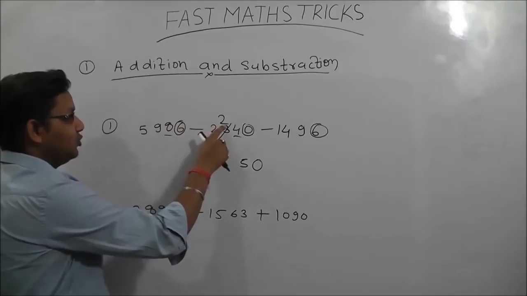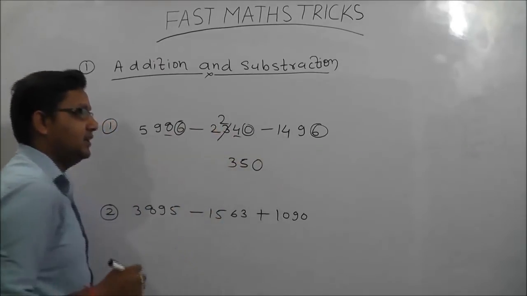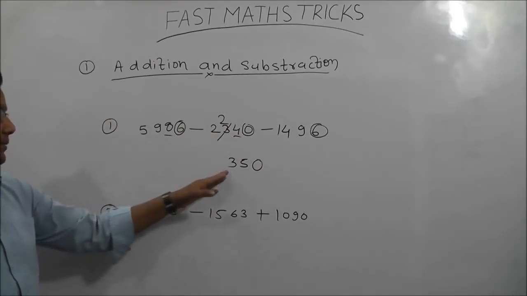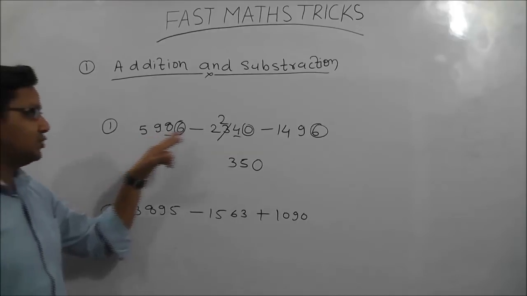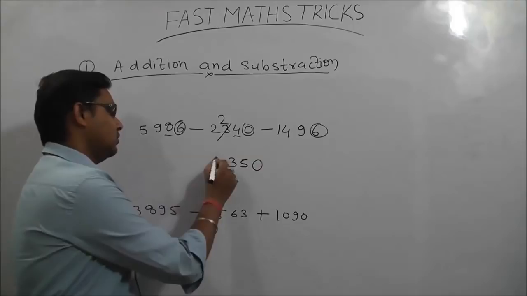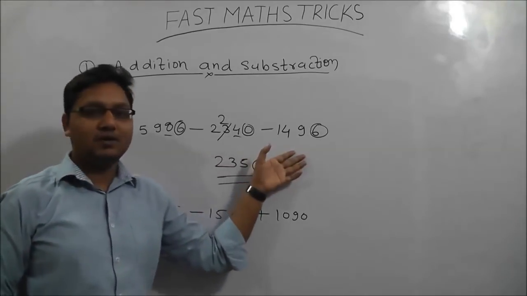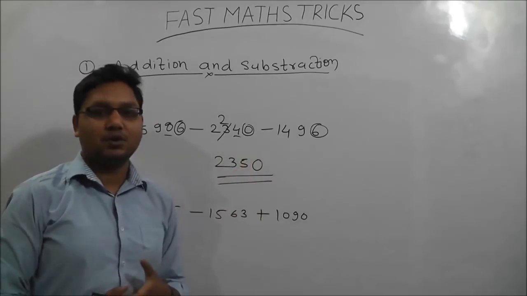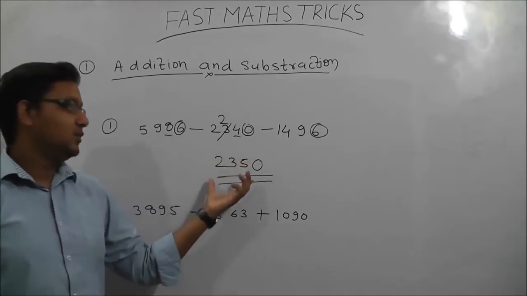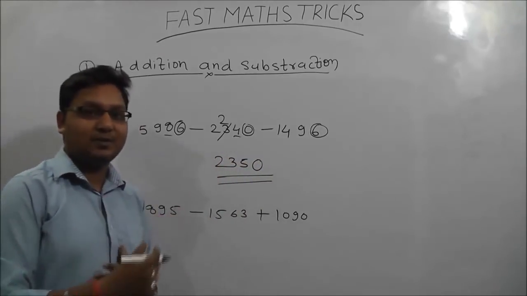So now come to the next digit. 9. 9 minus 2 is how much? 7. 7 minus 4 is how much? 3. So we are getting 3 here. So let's come to the last digit. 5 minus 2 is how much? 3. 3 minus 1 is how much? 2. So 2, 3, 5, 0. So in this way you can solve in one step, because this type of question you can see in your competitive exam. So in one line you can solve this type of question. Let's take one more question so that you can understand better.